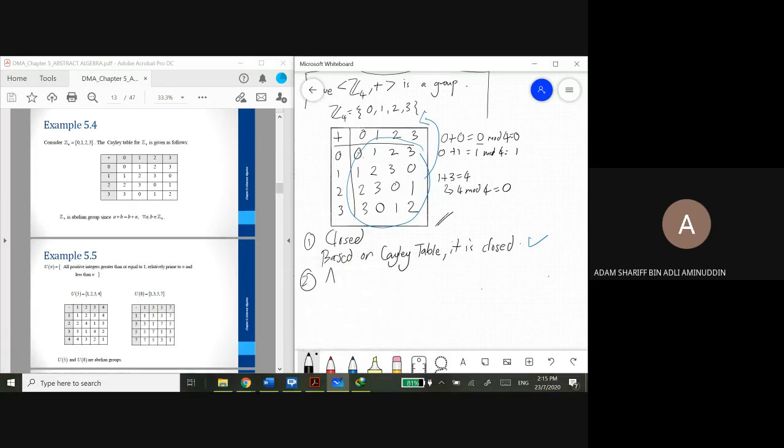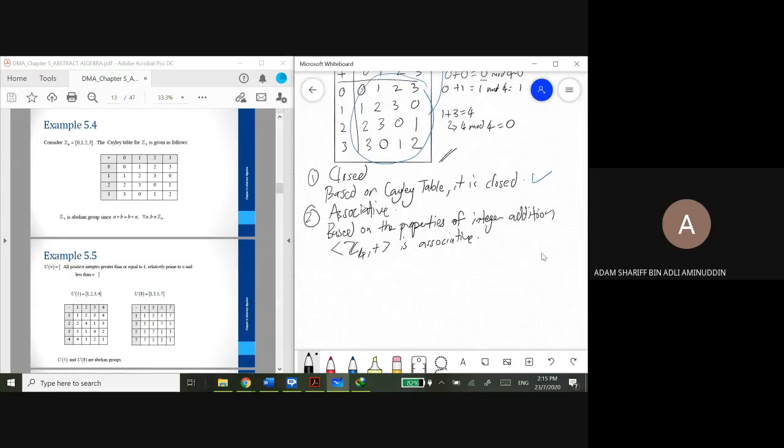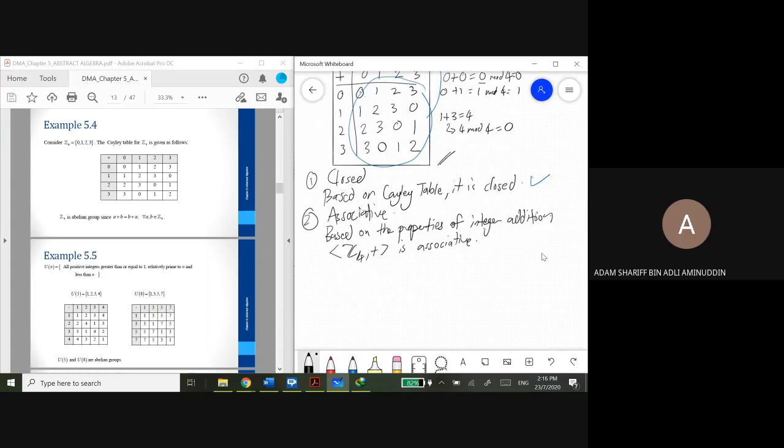For the next one, associative. Again, it's the same principle. There are many combinations that you must show. So it's enough based on the properties of integers. Just now I mentioned to you that the addition of integers is associative, right? The addition of integers modulo n is also associative. To put it into a statement: based on the properties of integer addition, this Z4 under addition is associative. We can accept this answer already because it's a well-known property that integer addition is associative. So is Z4 under addition.